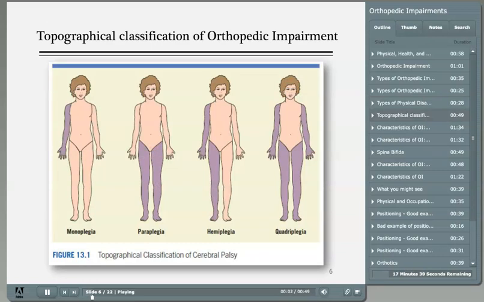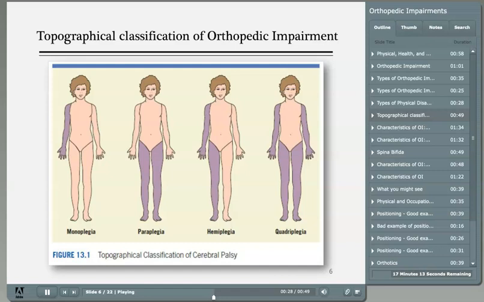Another common way to classify orthopedic impairments is through a topographical classification system. Some Introduction to Special Education textbooks refer to this concept when classifying cerebral palsy. However, it is relevant when classifying any orthopedic or physical impairment. Here, the focus is on the specific body location or movement that is impaired.